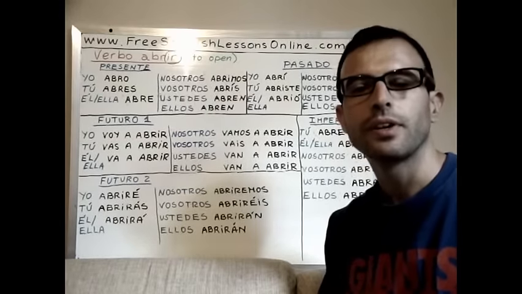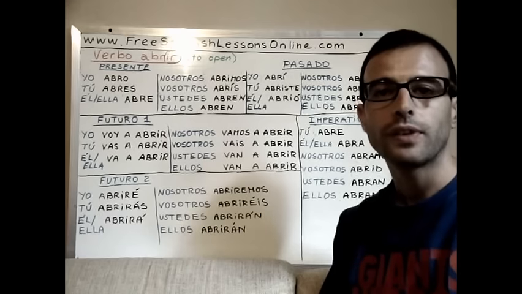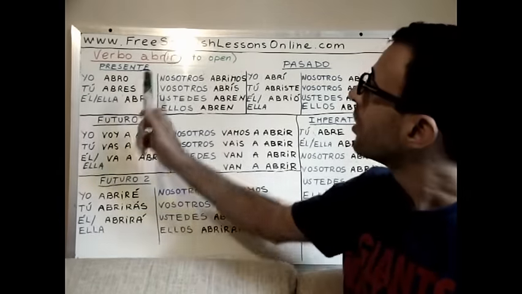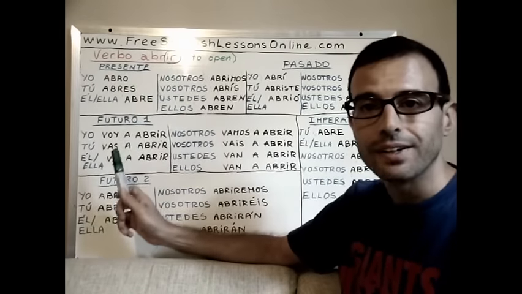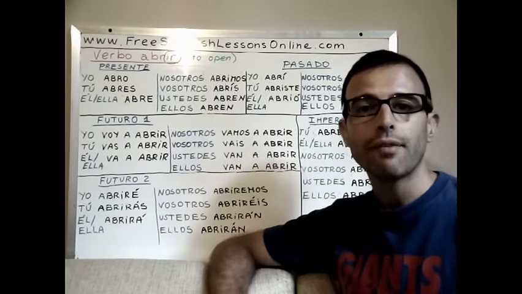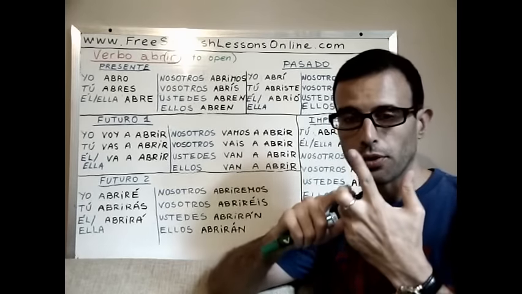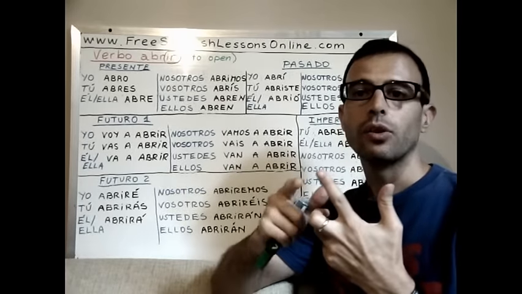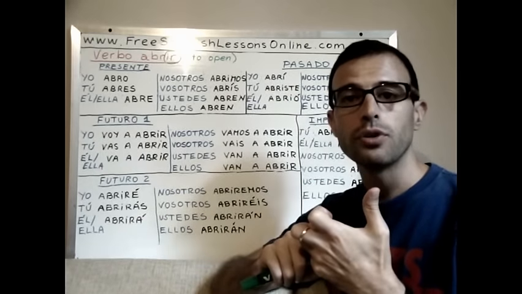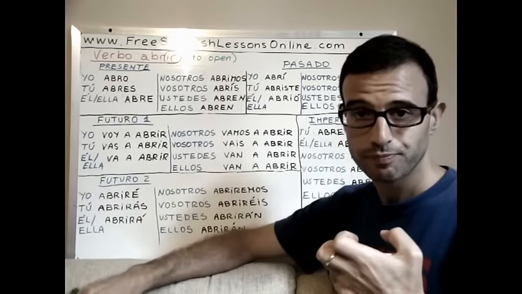In our previous lesson, we learned how to conjugate the verb abrir. And we said that the verb abrir, or to open, belongs to the group of verbs that end in ir, and that it is a regular verb. Although we have three different rules for conjugating verbs, one for the group of verbs that end in ar, one for those that end in er, and another for those that end in ir, like this one.